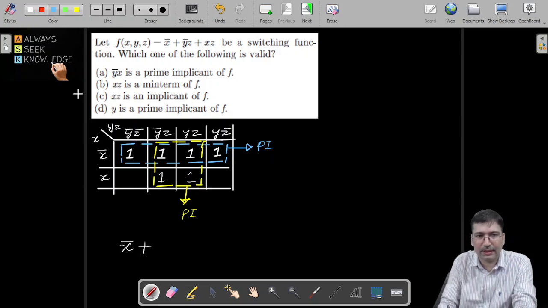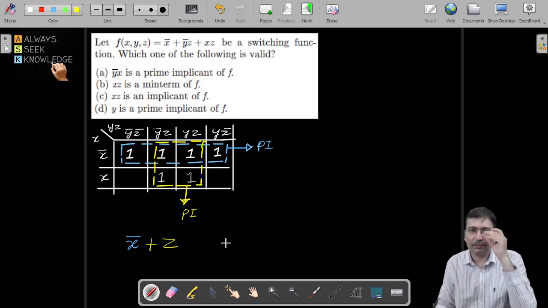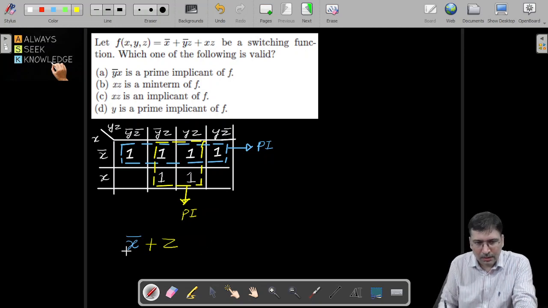So let me write in the blue color. I'm writing x bar so that you can understand this blue group is giving you x bar. Now I'm writing the next thing in yellow color. This yellow pairing is giving you x and x bar changing, so x will be eliminated. Y is also changing from y bar to y, so it will give us z only, right? Whenever you have a pair of 4 ones, you can eliminate 2 variables, right? So this is there.